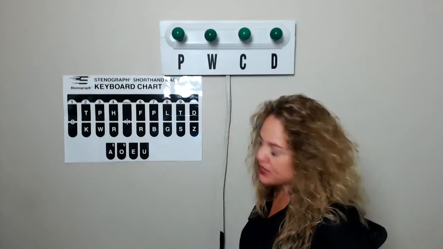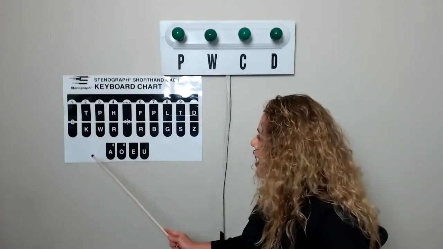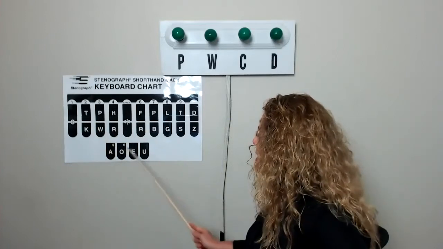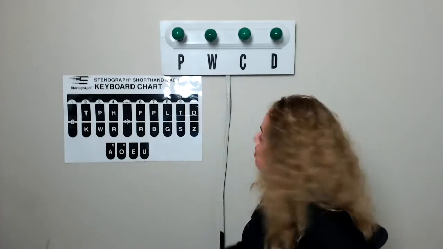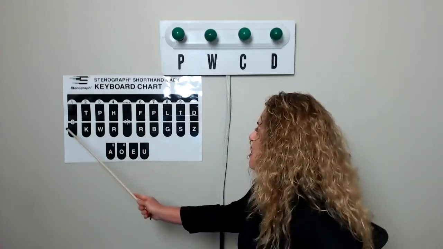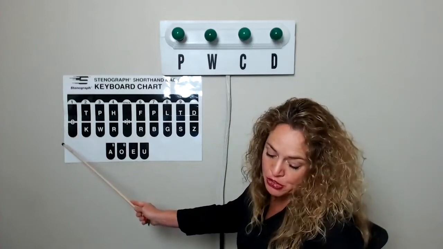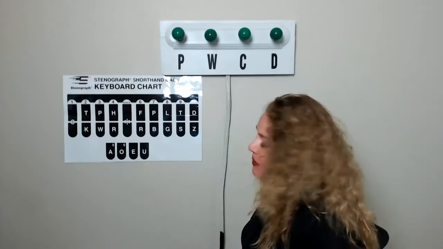Another one would be tougher. Tougher is written T-U-F-R, and turf would be T-U-F-R-B. Another good example would be suffer, S-U-F-R, as opposed to surf, S-U-F-R-B. So that's the difference between the two.